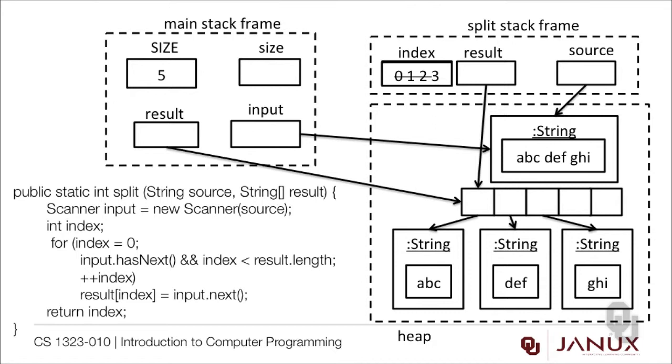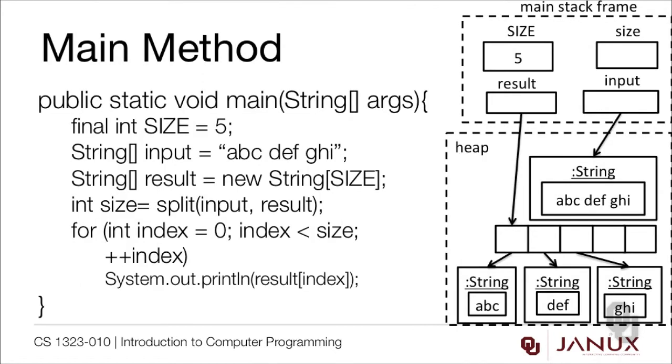Now, because result and input point to the string and to the array, those things are going to be kept. Now we return to the main method. Now the only thing that's going to be changed here is the 3 that's returned by the split method is going to be put into size. Then we would print things out. I'm not going to show the printout in this case.